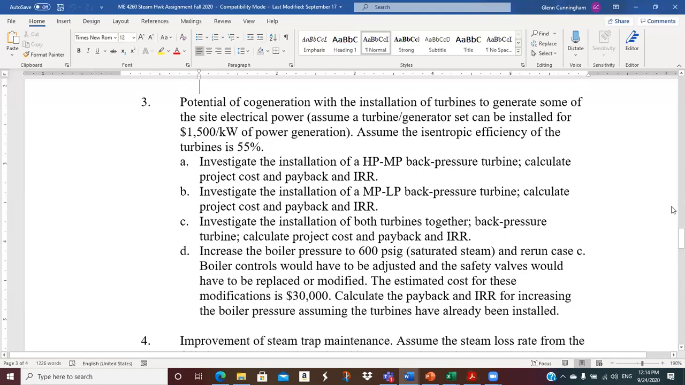I'm not sure. If you can just increase it in running the turbines, then go ahead and just do that and leave it at 400 in the base case. I can't remember. I haven't gone back and rerun that this year. I've run it before, but anyway, the cost of that is an extra $30,000 to modify. You would have to replace your safeties and maybe some of your control valves that wouldn't operate at the higher pressures.